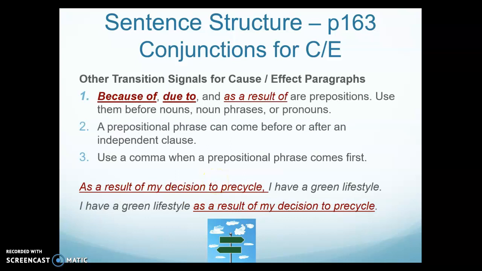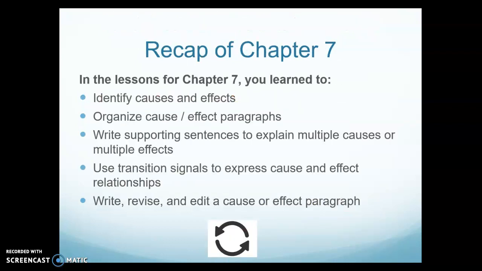And then other transition words we can use are prepositions. Because of, due to, as a result of, are prepositions. We use them before nouns, noun phrases, or pronouns. We talked about that in our last chapter. A prepositional phrase can come before or after an independent clause. Again, just like with the dependent clause coming first, we need a comma. And take a look right here. You see the preposition as a result, the prepositional phrase, we have a comma. But notice in our second sentence, we don't have a comma because it comes afterwards, after the noun, lifestyle.